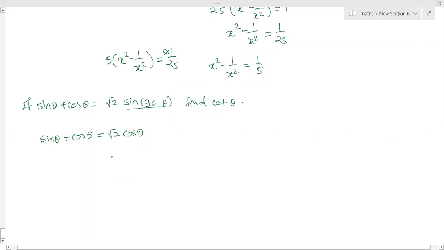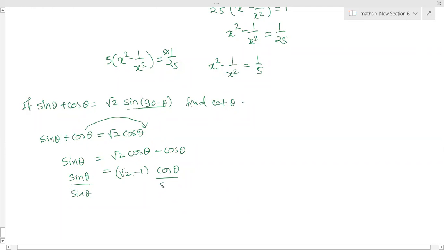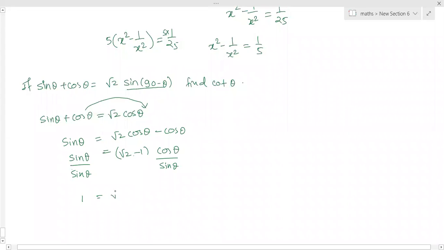1 second, he is trying. Bring this cos theta here. Yes, ma'am. Sine theta is equal to root 2 cos theta minus cos theta. So it is root 2 minus 1 cos theta is equal to sine theta. So what you need? Cos by sine you need. So bring this sine on this side and root 2 minus 1 on this side, or divide both the sides with sine theta. So sine theta by sine theta is 1. 1 is equal to root 2 minus 1 into cot theta.